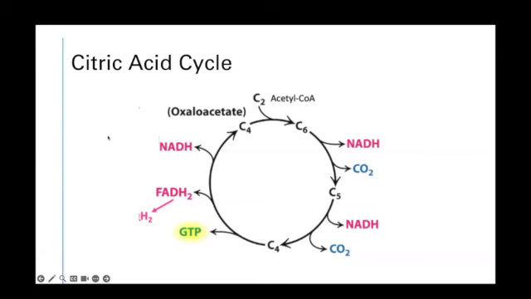Remember, this happens twice per molecule of glucose because each molecule of glucose gets broken down into 2 pyruvate, which then gets broken down into 2 acetyl-CoA, which then enter the citric acid cycle. Many of these steps are regulated via feedback inhibition, which we will talk about once we have talked about the citric acid cycle.